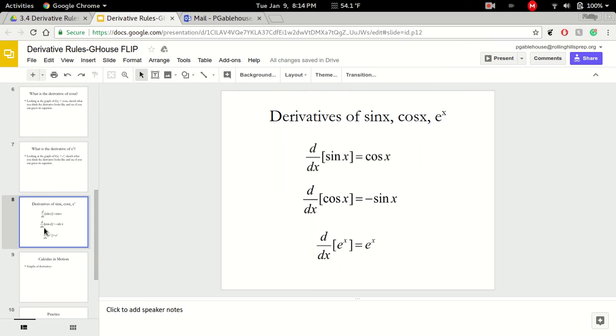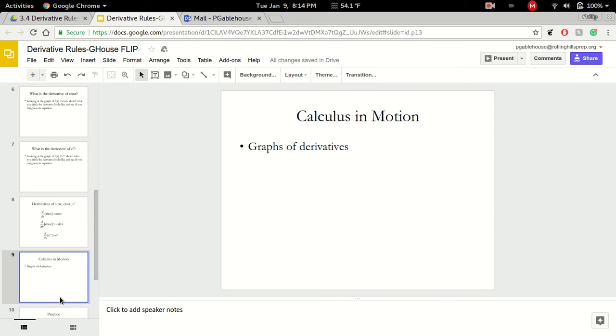All right. So we have our derivatives of sine x, cosine x, and e to the x. Write these down if you have not already done so.